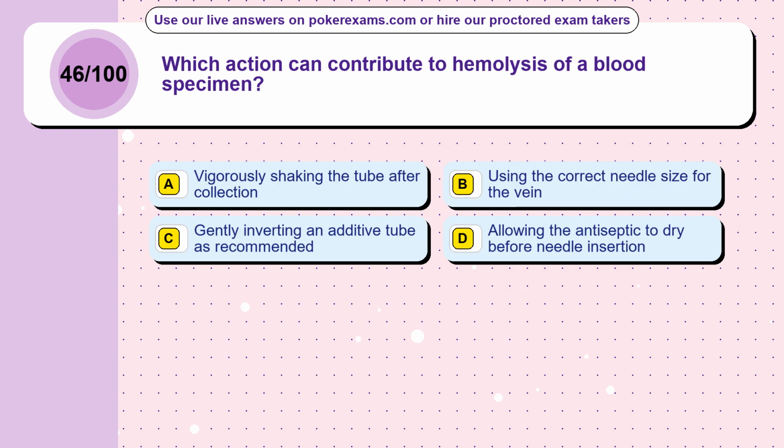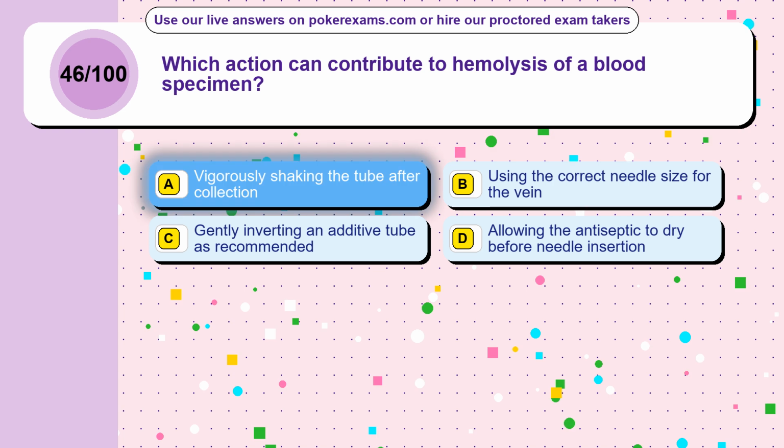Question 46. Which action can contribute to hemolysis of a blood specimen? Option A. Vigorously shaking the tube after collection. Option B. Using the correct needle size for the vein. Option C. Gently inverting an additive tube as recommended. Option D. Allowing the antiseptic to dry before needle insertion.